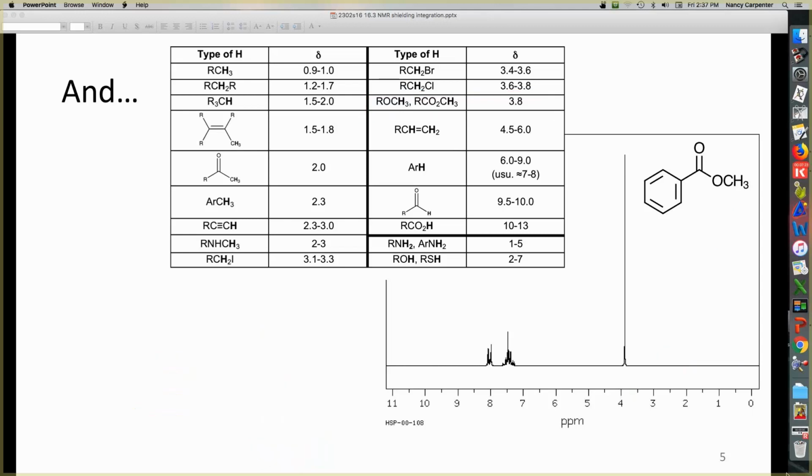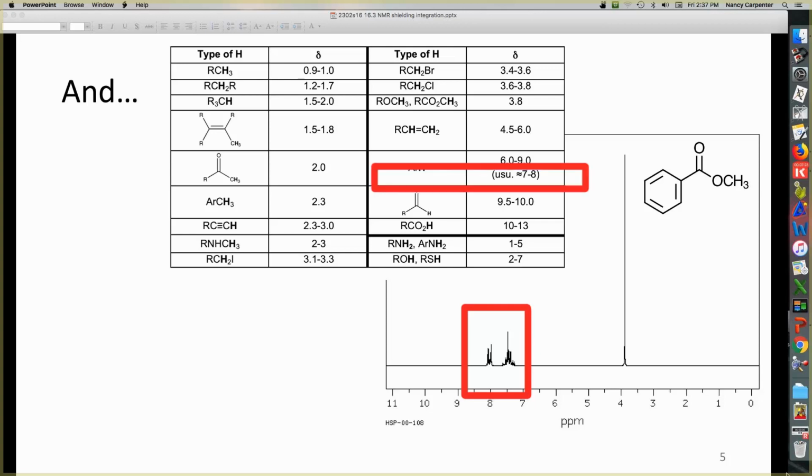It's worth pointing out here, yet again, these aromatic hydrogens, they're bizarre. Why are they all the way down here at 7 to 8? Well, it's certainly not electronegativity, so we'll have to come up with a different explanation for that. But the correlation chart does say, those things down there at 7 to 8, those have got to be these guys.